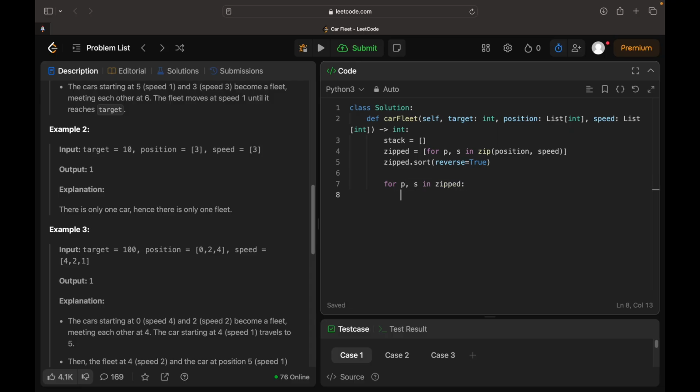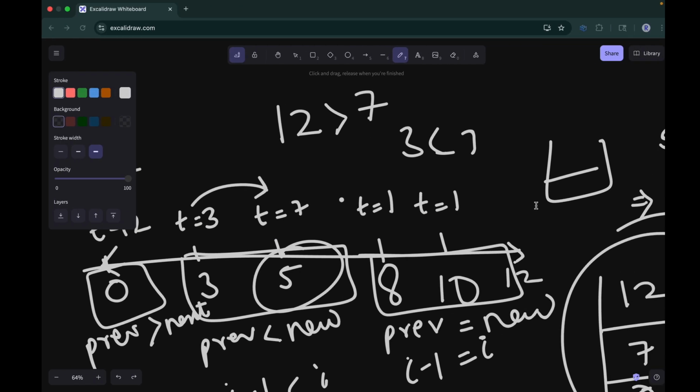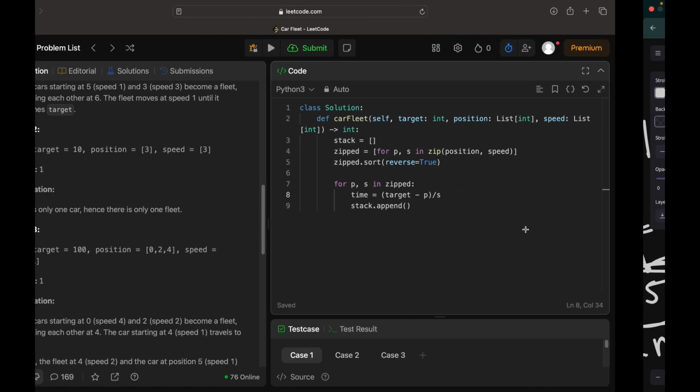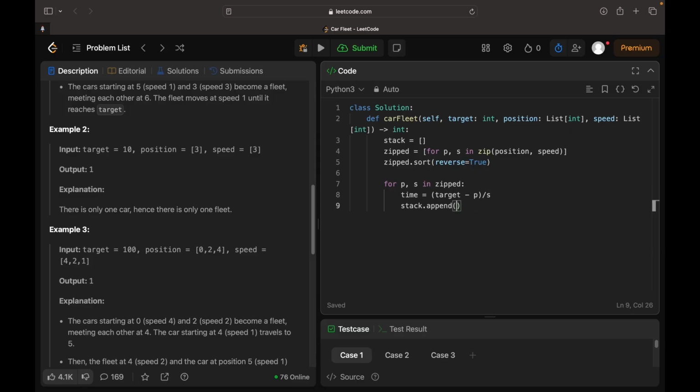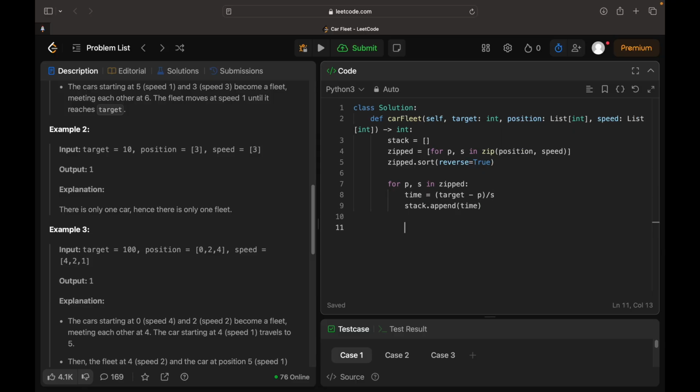What I've done here is looping through every tuple that we get in zipped and extracting that tuple out, so I get position and speed independently. And then what I want to do is append to the stack. What do I want to append to the stack? I want to calculate the time. So time is equal to the final position, which is the target. We subtract position from it, and then we divide by speed. This is exactly the formula that I talked about. Time is equal to distance upon speed. And then I append to the stack the time it takes.